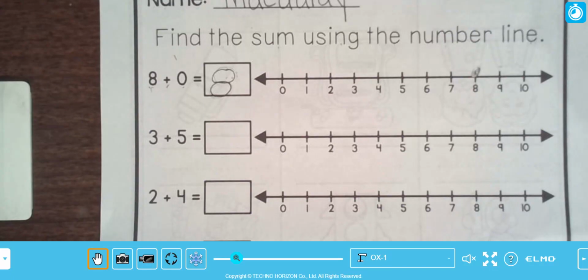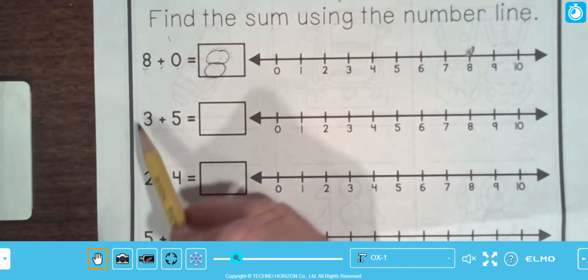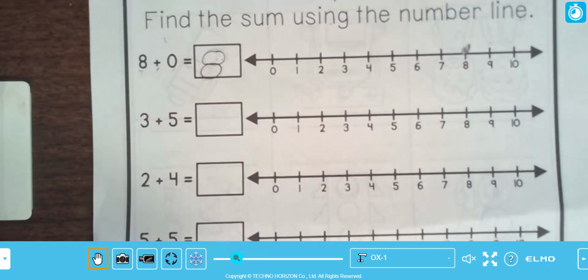Okay, hopefully you finished doing this one. And if you didn't, just pause the video so you can finish. Okay, let's do the next one. 3 plus 5 equals blank.